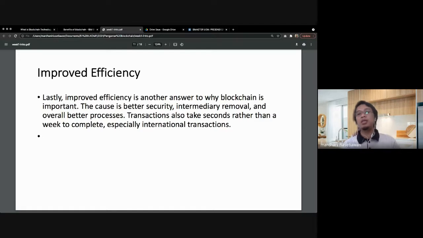You can imagine if we want to ship goods on the supply chain worldwide, and then financial transactions from one country to another country, we don't need a central bank and so on. So it will be more efficient.